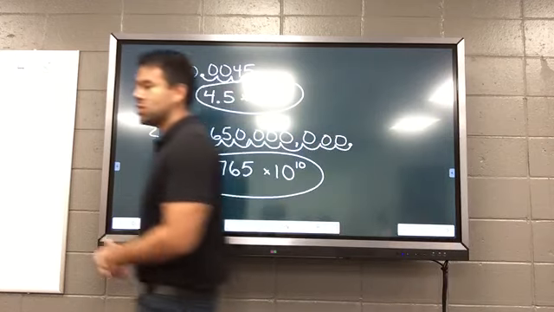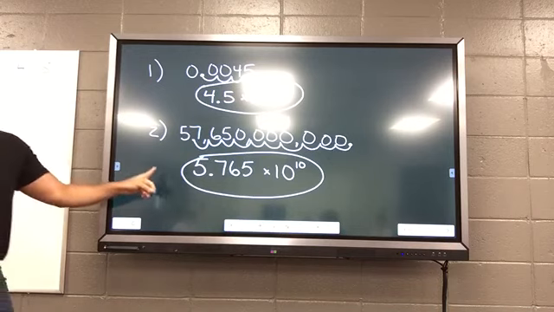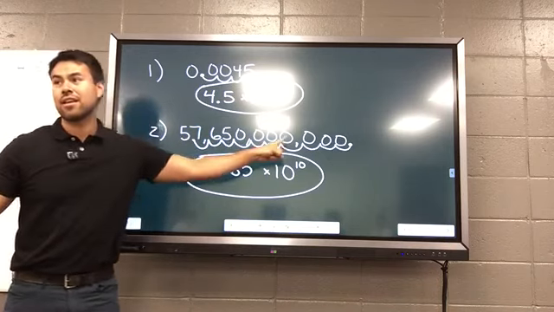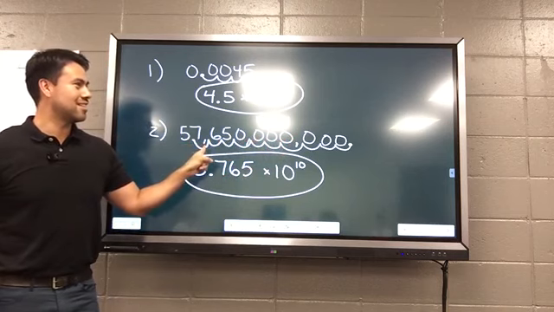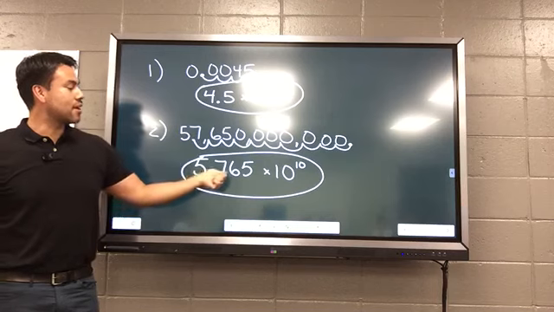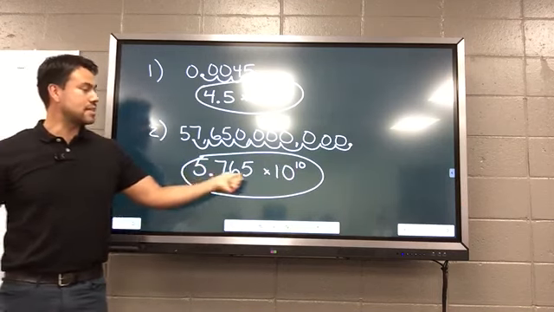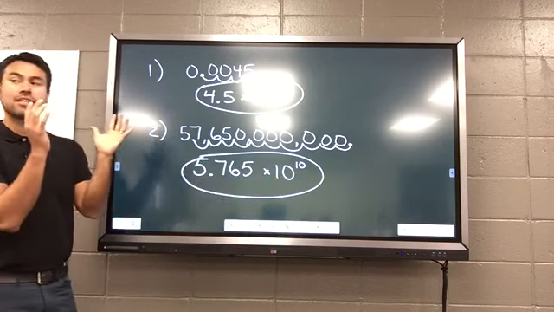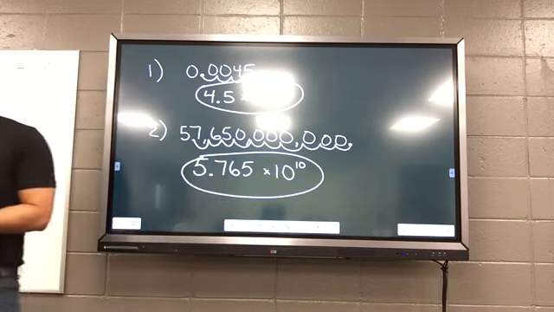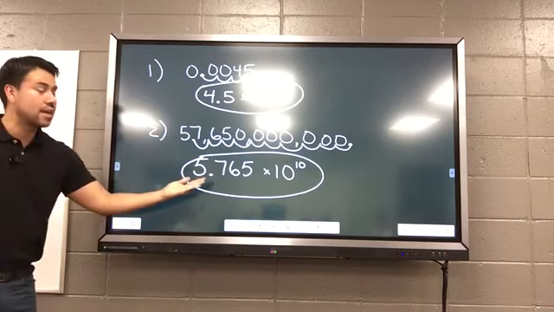Anyone else know why I would change it? So let's say it didn't make the math easier. Why would I do this? Yes. Easier to say. Like, guys, what was that number again? You're like, 57 billion, 650 million. Or 5 and 765 thousandths times 10 to the 10th. Super easy to say, and it takes a little bit less space. Any other reason? It's just simpler. Yeah, it takes less space.